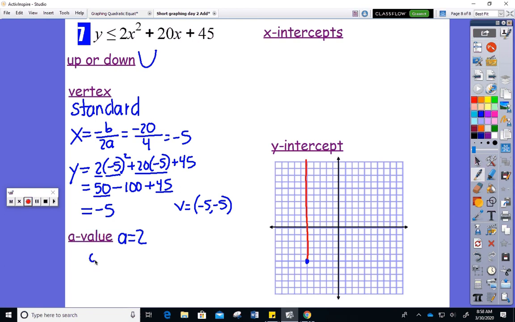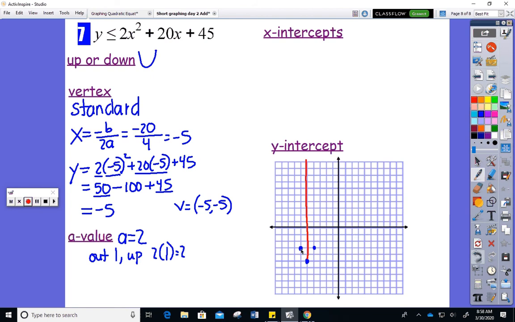So this means go out 1 from the vertex, go up. Remember, up 1's normal, so I'm going up 2 times 1. So out 1 up 2, out 1 up 2. That puts me 1 unit to the right of my red line. So let me now go 1 unit to the left of my red line.